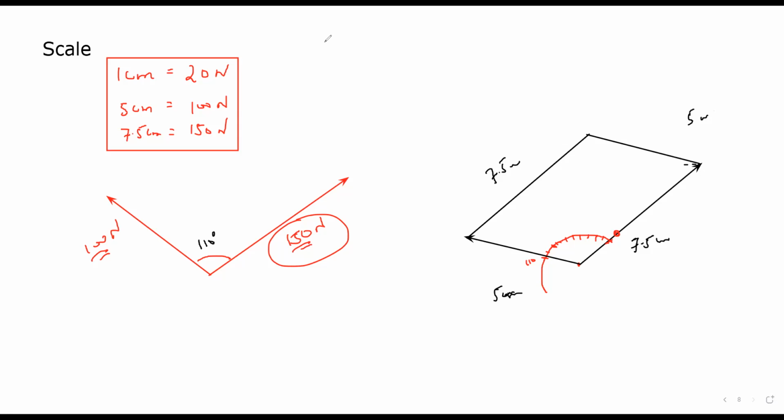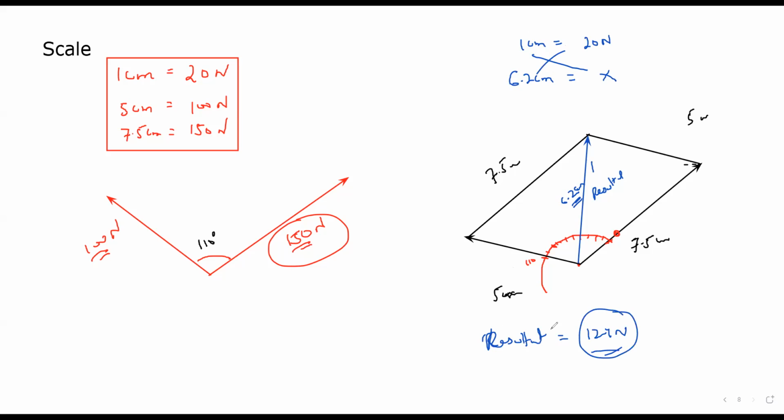Now to get the result, what is the result? From the starting point to the opposite corner, that is the diagonal, and the diagonal represents the resultant. So we measure the length of the resultant. Example, when you measure it, say it comes out as 6.2 centimeter. We know 1 centimeter is equal to 20 Newtons according to our scale. So if there is 6.2 centimeter, how many Newtons? X. Cross multiply, 6.2 multiplied by 20 is 124. So the resultant here is 124 Newtons. Is it clear, this question?